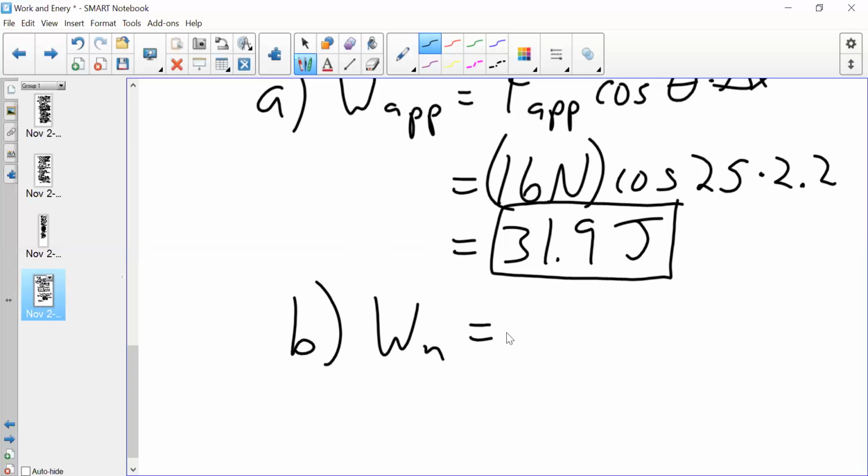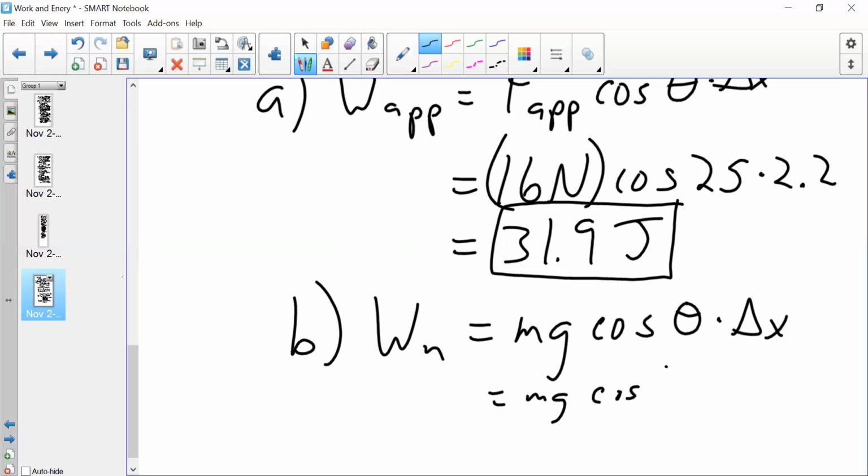because the normal force is going to be mass times gravity, cosine theta times delta x, and whatever this is. Who cares? Because cosine of 90, that's the thing. When this is 0, the whole thing is 0. So this is why the work done by the normal force is 0 joules. No action by the normal force, no work.